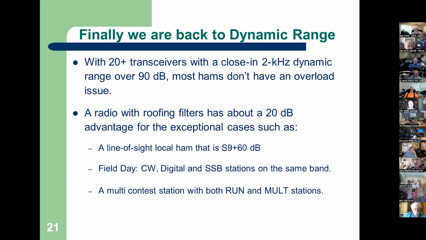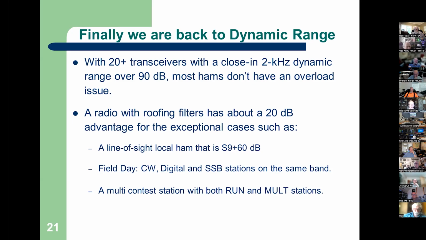So finally, we're back to dynamic range. So with more than 20 transceivers with a close-in 2 kilohertz dynamic range of over 90 dB, most hams don't have an overload issue. One thing though, if you have another ham very close by, in my case, the closest ham is 13 miles away, so no problem for me. But if you do have a roofing filter, you can have about a 20 dB improvement in exceptional cases.